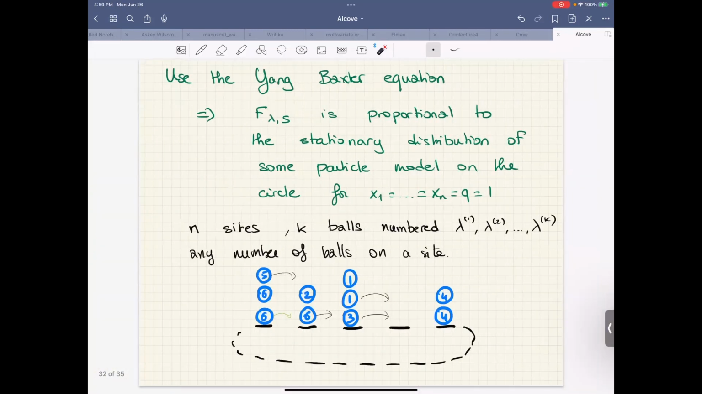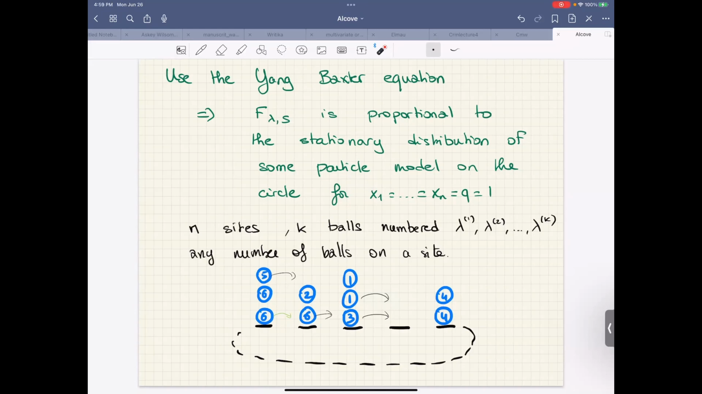Okay, but also something that has been done quite a lot lately, you can also show the link between this non-symmetric modified Macdonald polynomial and some particle models on the circle. I guess I'm running out of time, but let me just say that this is something quite related to the tether. So you have n sites on a circle. Any site can have any number of balls. The balls are indexed by a partition.